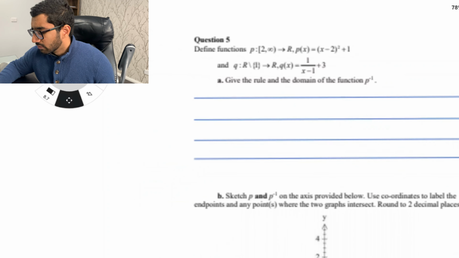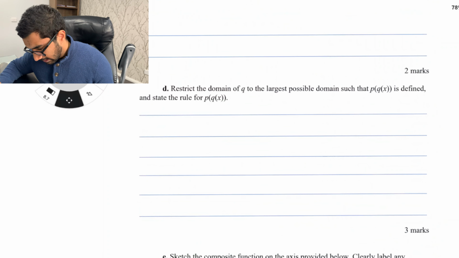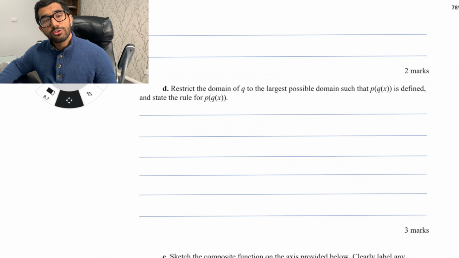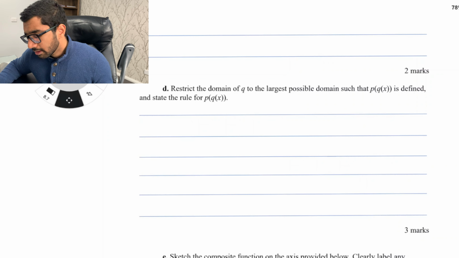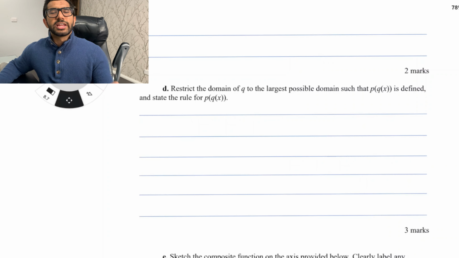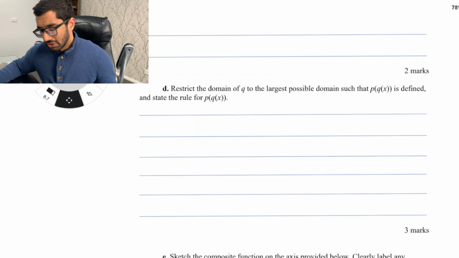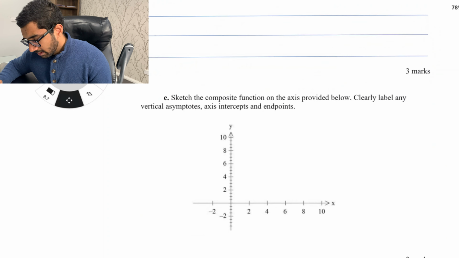So that's another standard problem question, which you just need to know how to solve. When is q of x greater than or equal to 2? Solve for x, that'll give you the restricted domain. And as for stating the rule, you'll literally just sub q of x into p of x. It's not really too hard there, okay? So those are my thoughts for that one.